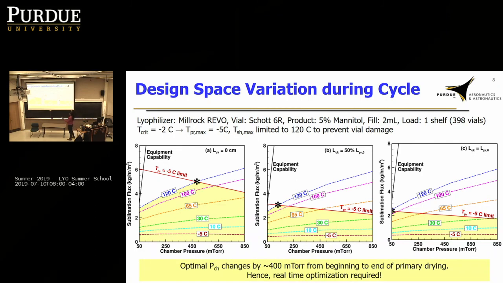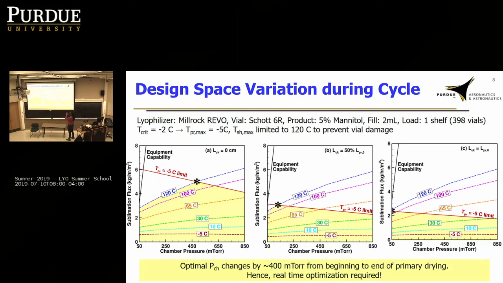But this is basically the design space at different instances of time. In general, what is done is you have one design space for the entire cycle. Instead of that, if you generated the design space at different instances of time: A is when none of the cake is dried, so basically the beginning of the primary drying. B is when half of it is done, so basically the cake length is 50% of the initial product length, and C is when the cake length is equal to the initial product length, basically towards the end of primary drying.